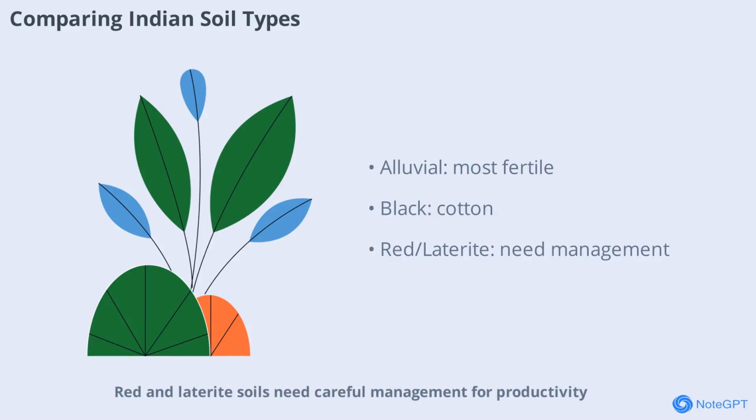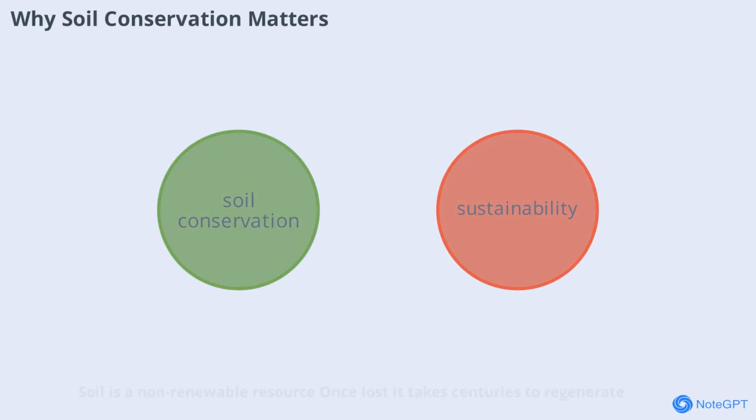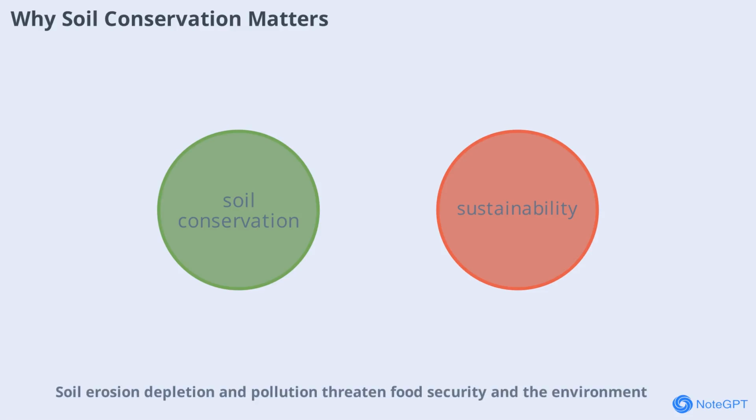Red and laterite soils need careful management for productivity, and mountain and desert soils require special techniques to overcome natural challenges. Understanding these differences is key to sustainable agriculture. Soil is a non-renewable resource. Once lost, it takes centuries to regenerate. Soil erosion, depletion, and pollution threaten food security and the environment.